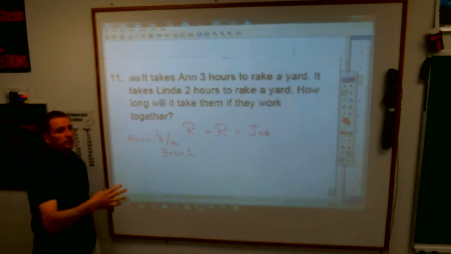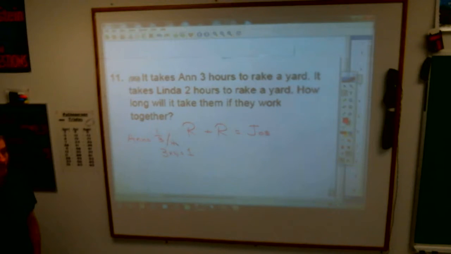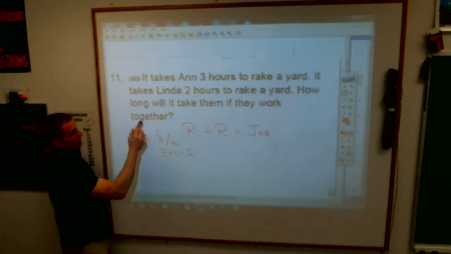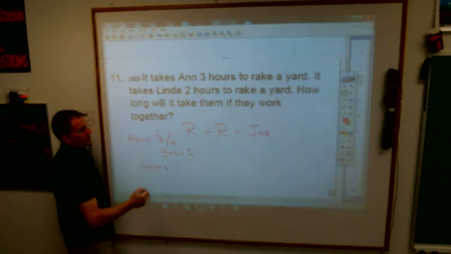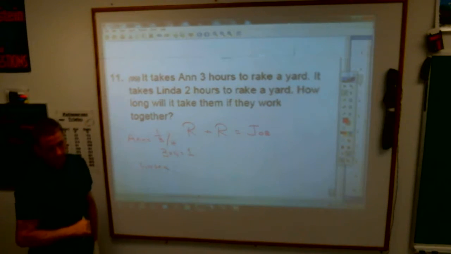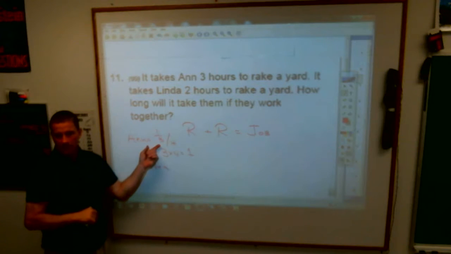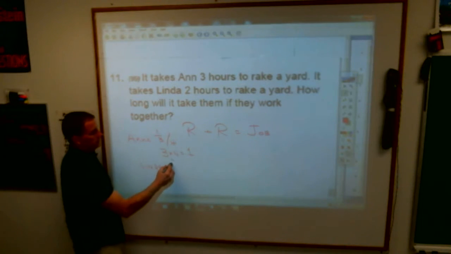If it takes her 3 hours to do the whole thing, for every hour she does 1/3 of it. That's how fast she's working. Correct? With that same thing in mind, Linda, if she does it in 2 hours, how fast is she working? Using that same thought here. Ryan, how much of a job does she do every hour? Half of a job per hour.